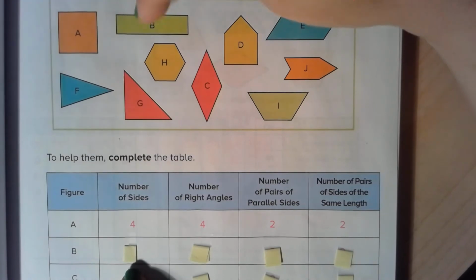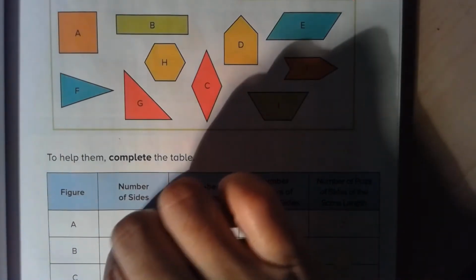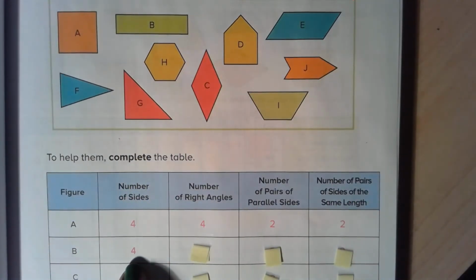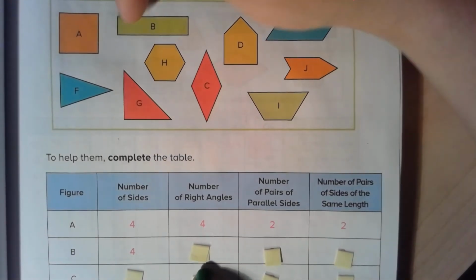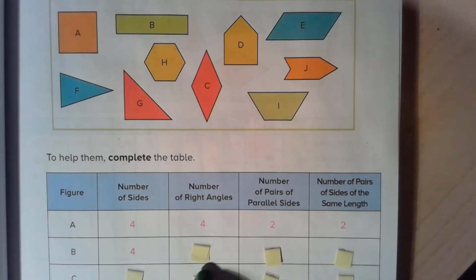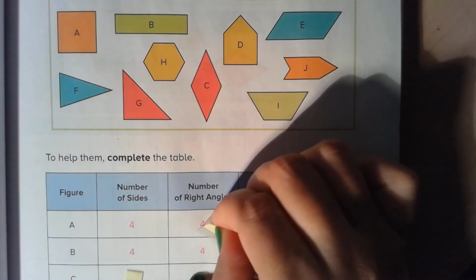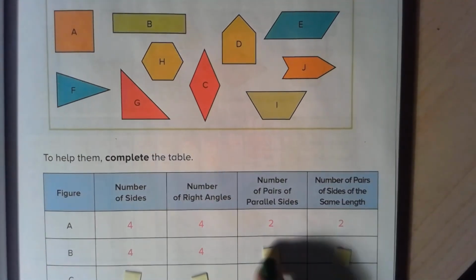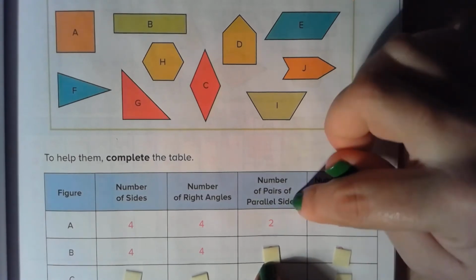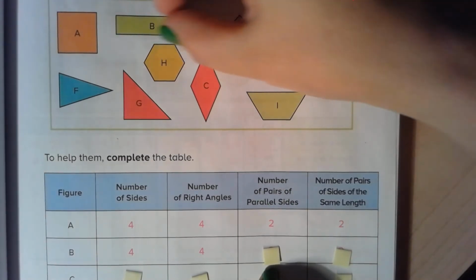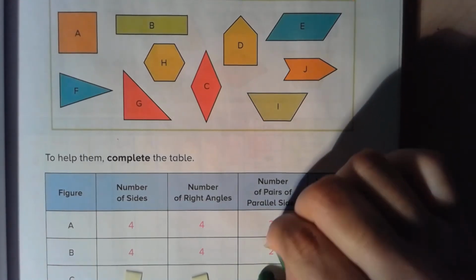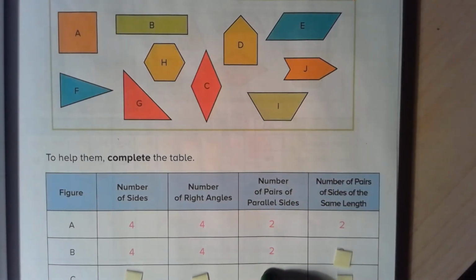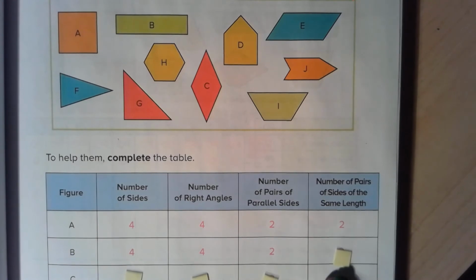The number of sides, 1, 2, 3, 4. There are 4 sides, you're right. The number of right angles, 1, 2, 3, 4. There's also 4. The number of pairs of parallel sides, 1, top and bottom, 2, the 2 sides. So far, they're exactly the same.